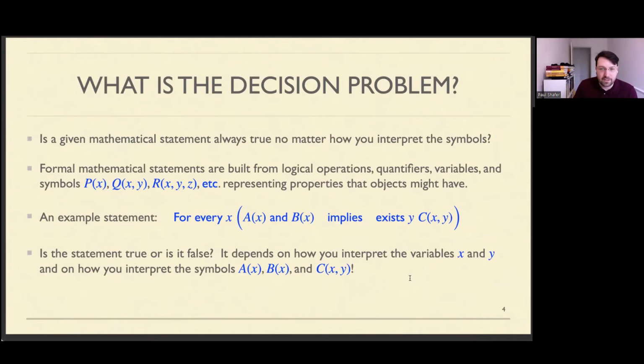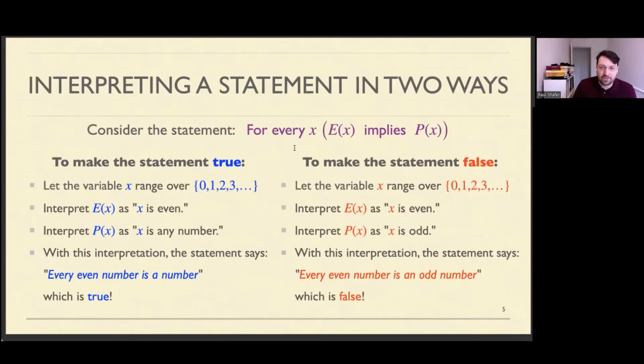Okay, so on the next slide here, I have another, simpler statement just to give an example of how you can interpret the statement in two different ways, right? For this particular statement, for every x, if x has property E, then that x has property P, right? We're going to come up with two different interpretations of this statement, one to make it true and one to make it false.